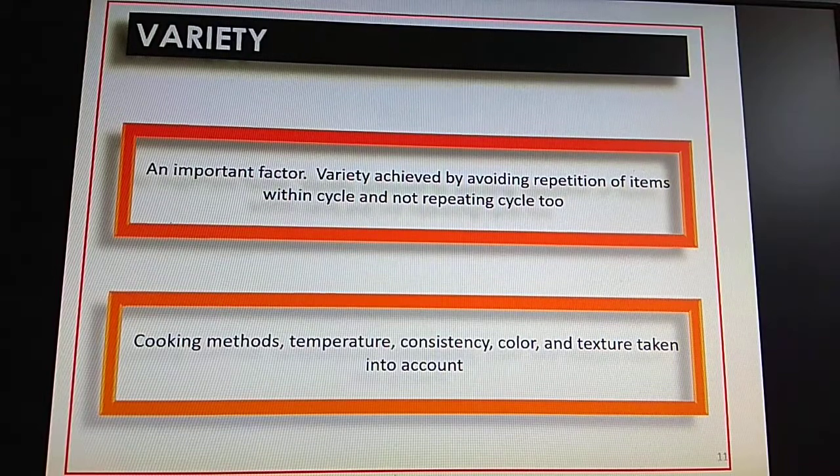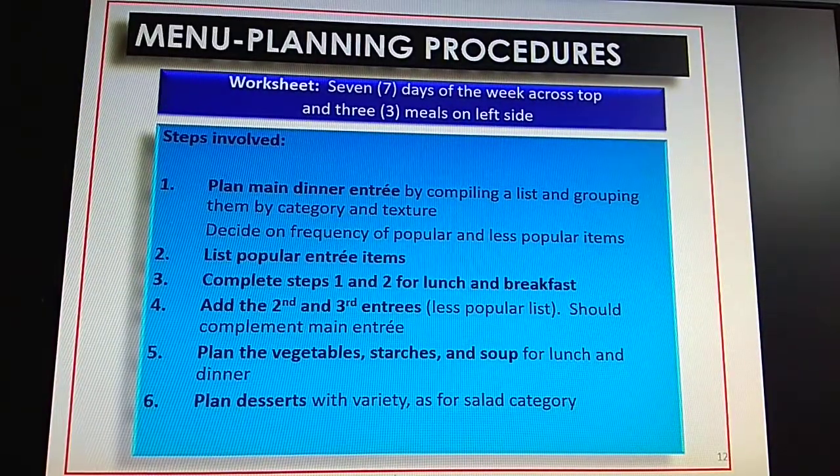So in terms of variety, the factors that need to be taken into consideration would be cooking methods, temperature, consistency, color, texture. When we are planning a cycle menu, as an example, 7 days of the week across the top, and 3 meals on the left side. The steps involved are: plan main dinner entrees by compiling a list and grouping them by category and texture. Category means we are categorizing them into appetizer, soup, main course, and desserts. And then grouping them by texture.